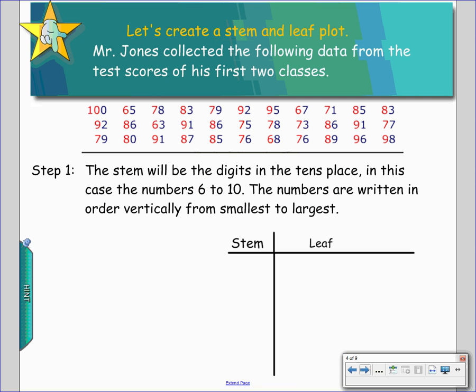So let's make one. The stem will be the digits in the tens place. In this case, the numbers are from 6 to 10. So looking at all of our red numbers here, they're the numbers from 6 to 10, and we need to write them vertically in order from smallest to largest: 6, 7, 8, 9, and 10.